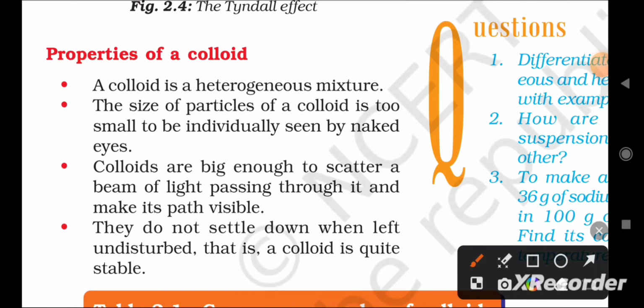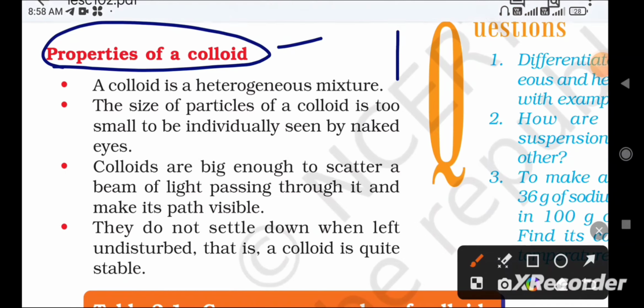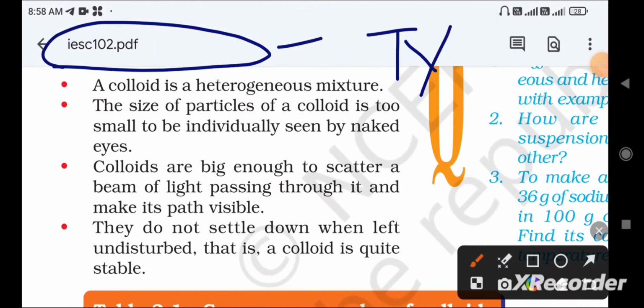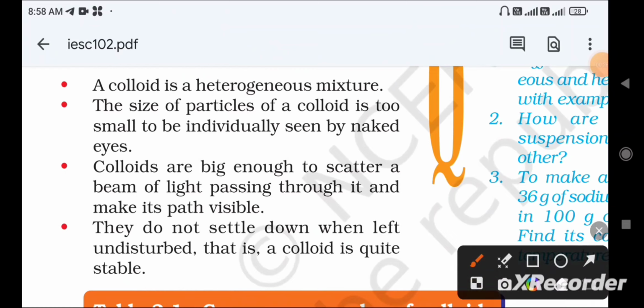Chapter number 2 is Matter Around Us Pure. Okay, next topic is the properties of colloid. Yesterday we discussed the meaning of colloid, and also the definition of the Tyndall effect. Now we'll be studying the properties of colloid. Very important topic.